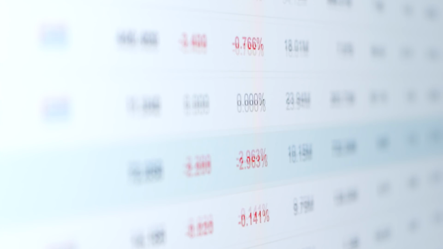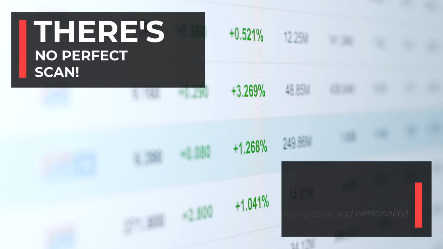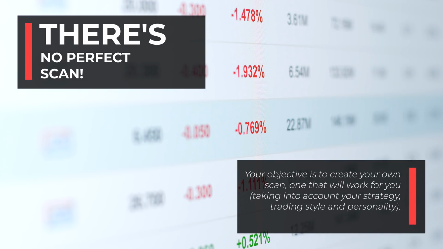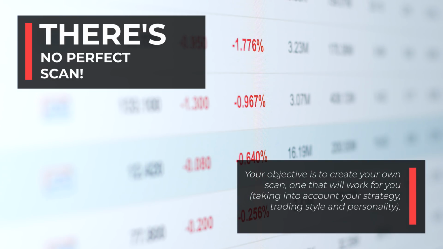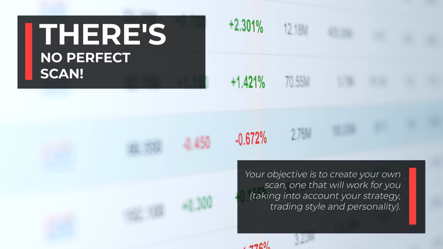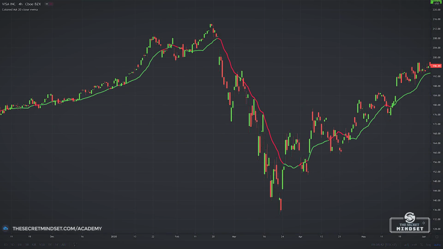First, let me start by saying that there is no perfect scan, as all traders have different styles and strategies. This is my own way to pick stocks to trade for swing trading. That said, once you understand how these filters work, you can begin creating your own scan, one that will work for you. So here are the filters I use.